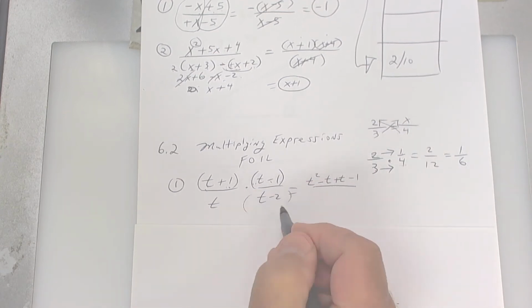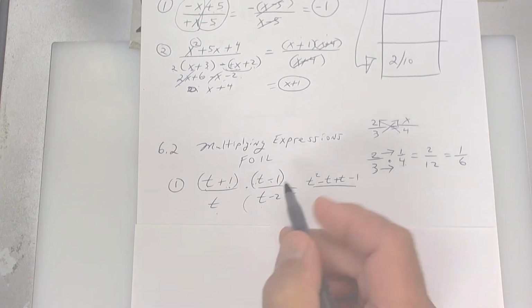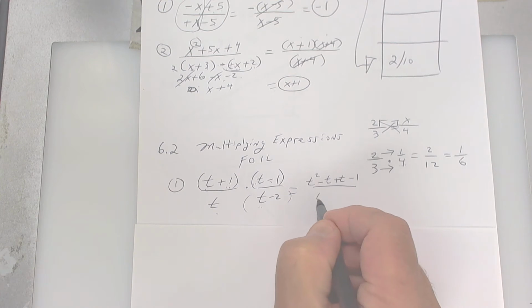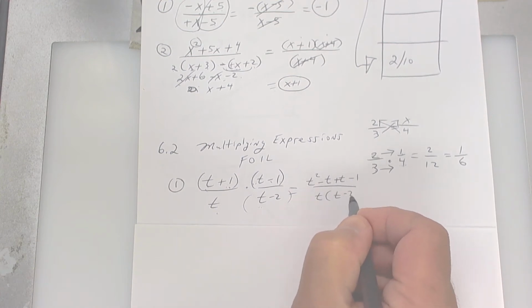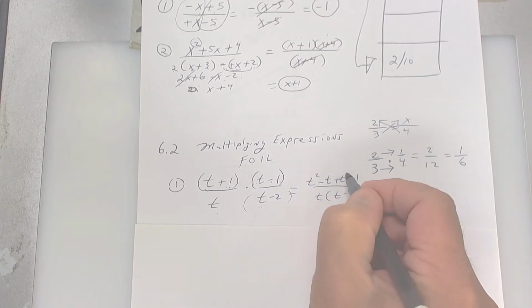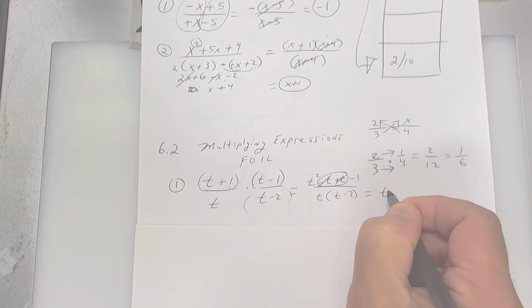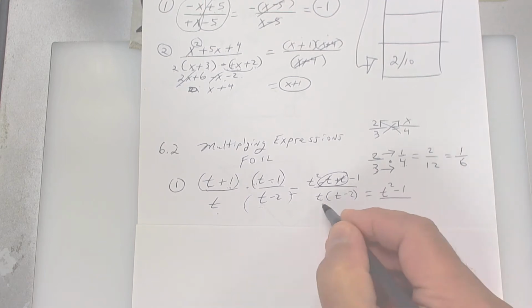And then down here, when I multiply, I'm going to get t squared. And actually, to be honest with you, I'm not sure I want to go ahead and distribute this one, and I'll show you why in a minute. Because why distribute it and then factor it? Okay, so this right here cancels, a plus and a minus. So I'm going to end up with t squared minus 1 over this.